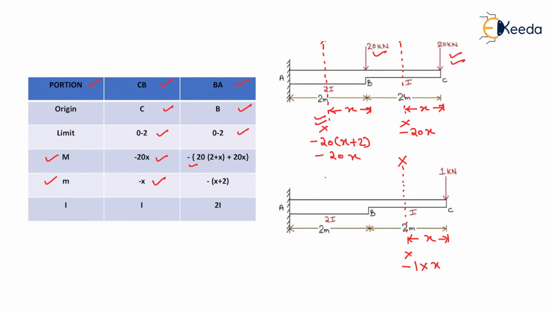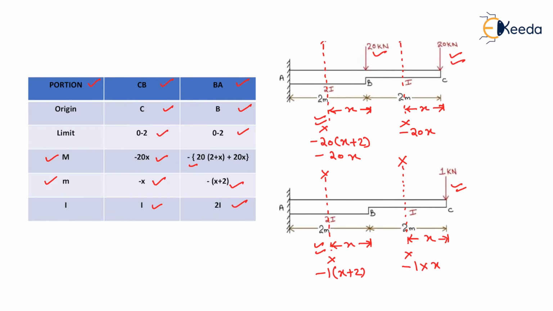For span BA we consider a section XX whose distance is x meters from B, and the moment acting on it will be minus 1 into (x plus 2) due to this unit load. So we write the value as minus (x plus 2). Now we write the values of moment of inertia for CB as I and for BA as 2I.